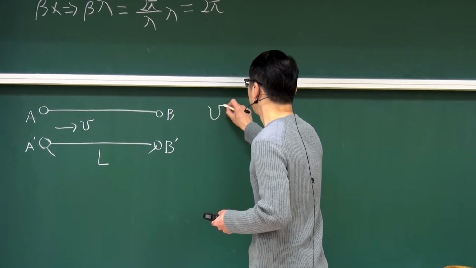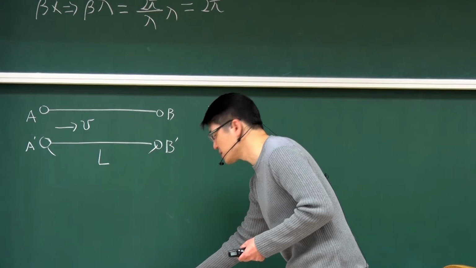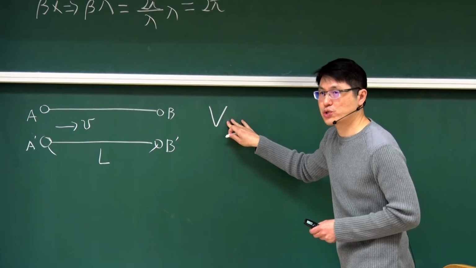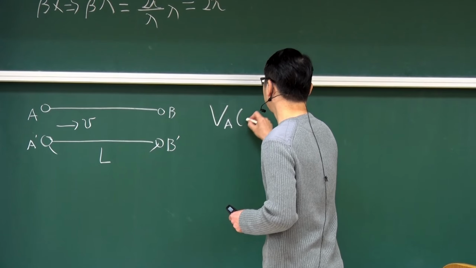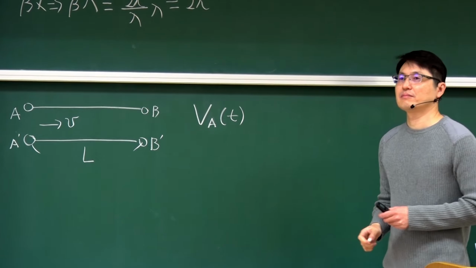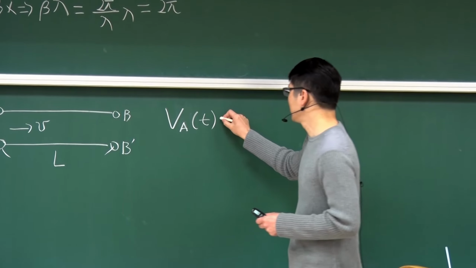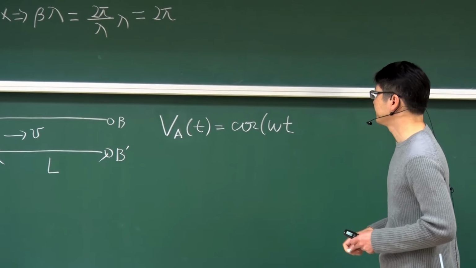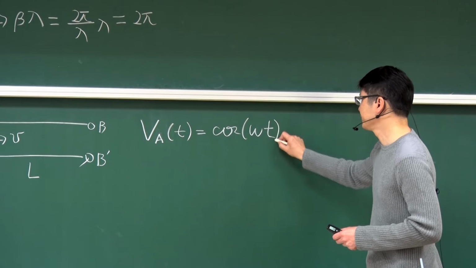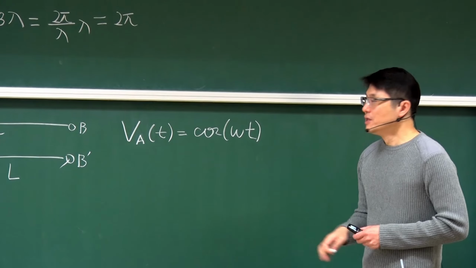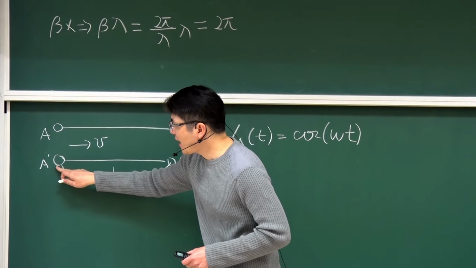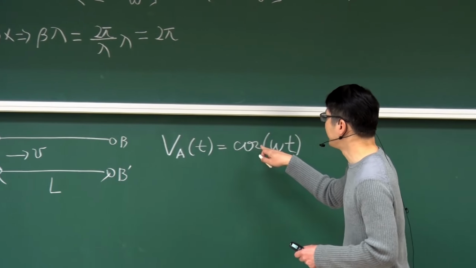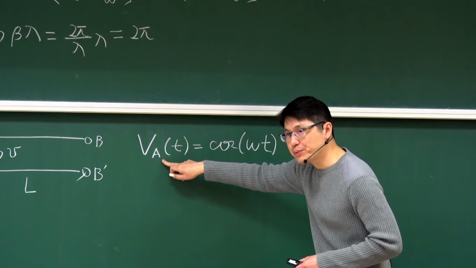If I know my V, let me use the capital letter V to stand for voltage, and I send in some kind of voltage in the form of cosine omega t, then at this location, for every time instance, I know the voltage value at the input.